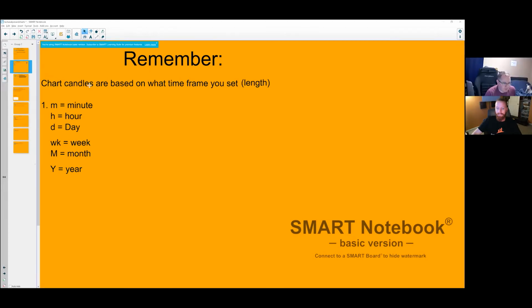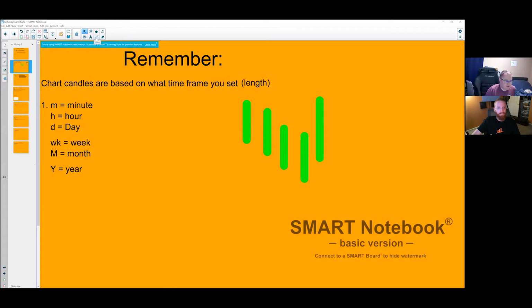If you remember, we have the chart candles, and when we look at those, they're going to look something similar to this. Green means obviously good. And when we look at those, remember whatever time frame you set, that's your length. So remember, lowercase m is a minute, h is an hour, d is a day.